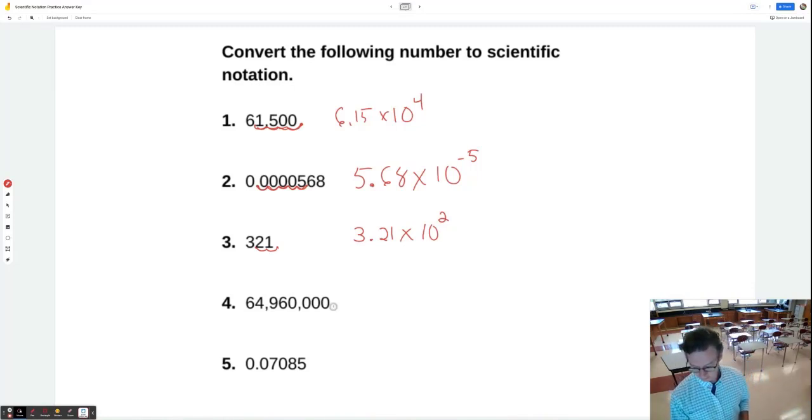All right, number 4, to move the decimal point once, twice, 3, 4, 5, 6, 7 times to get it between that 6 and the 4.